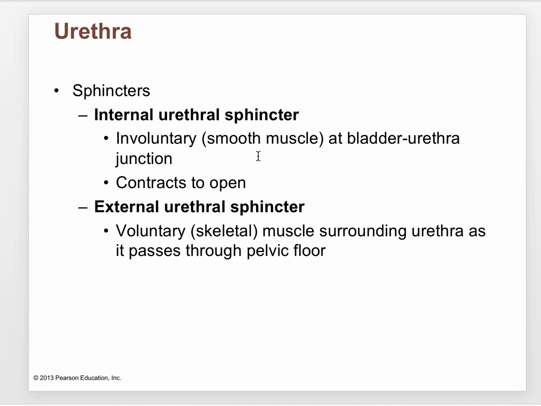There's the urethral sphincter. There's an internal sphincter and an external sphincter. The internal sphincter is involuntary and it's smooth muscle. At the bladder urethral junction, it contracts to open. The external urethral sphincter is voluntary, it's skeletal muscle. It surrounds the urethra as it passes through the pelvic floor. This is what gives you voluntary control of your urine.